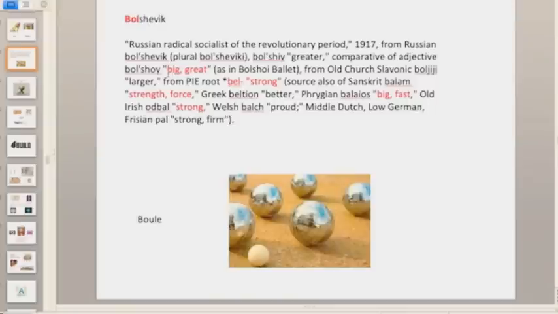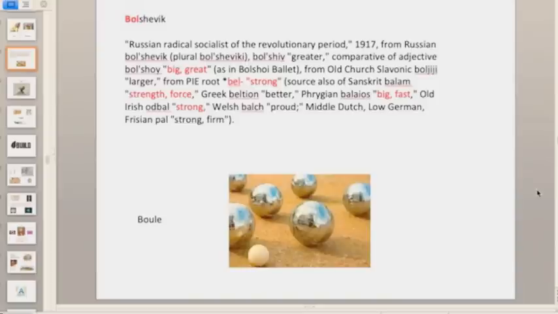Look at this. Great, big, Bolshoi, ballet. What's a ballet? You're making the shape of a ball. Taurus with your torso. Strong, bel. There you go. Greek, beltion, better, bel, to make better. Phrygian, big. Oddball, strong. Bulge, proud. German, firm. Look at these, bull in French. Bulls.